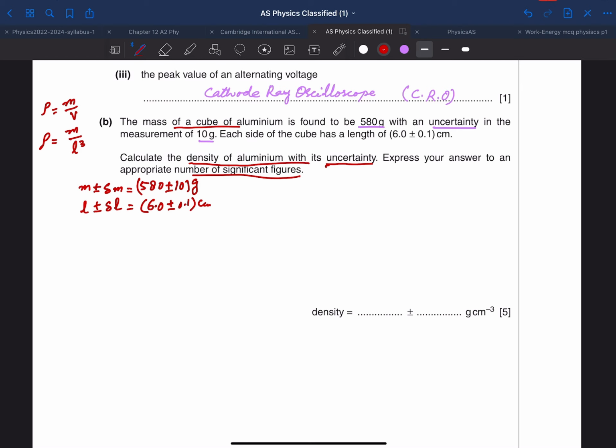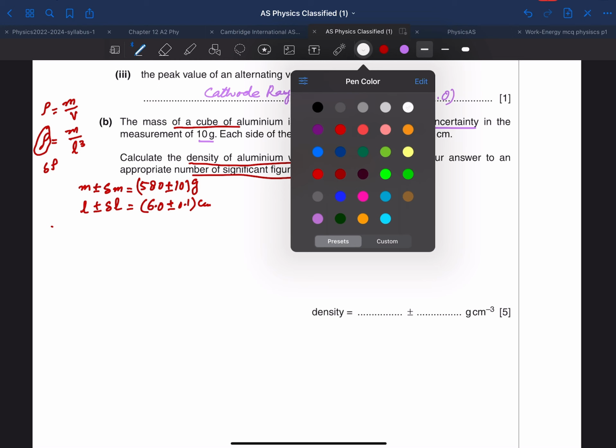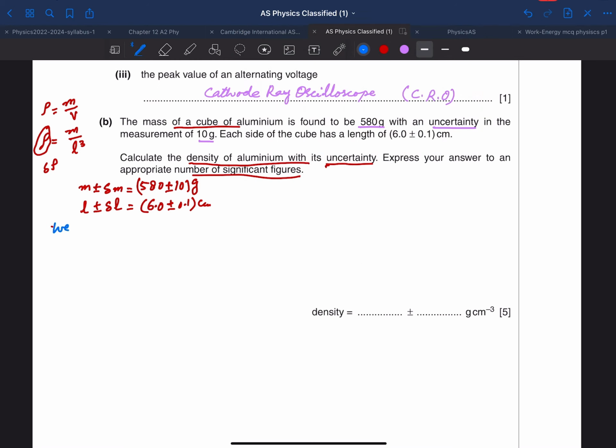Now the first point is that we need the value of density, and then we will go for the uncertainty in the density. So first, when we need to calculate the density, the formula is very simple. We know that density is equal to mass per unit volume, or L cube.